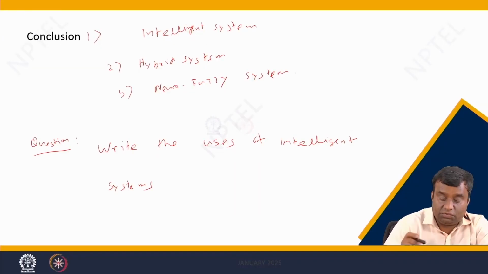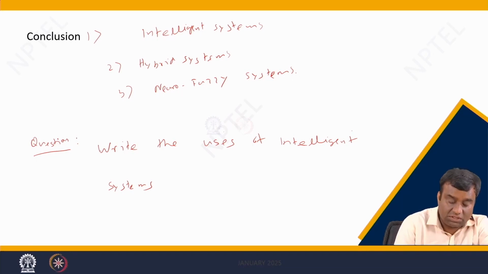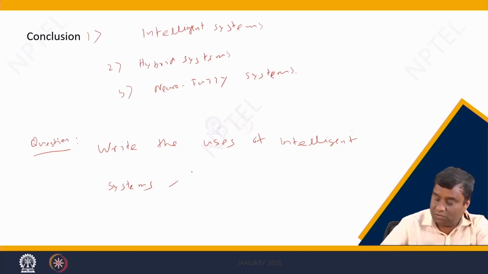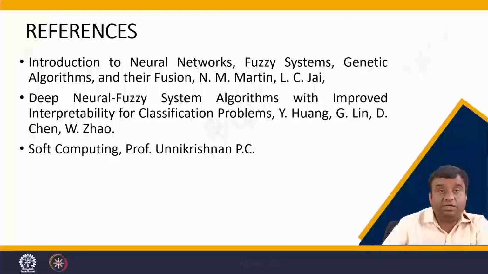In conclusion, today we understood different intelligent systems, the concept of hybrid systems, and neuro-fuzzy systems. The question is: write the uses of intelligent systems. This is the reference of today's class.